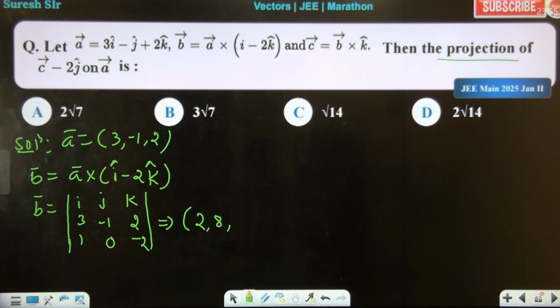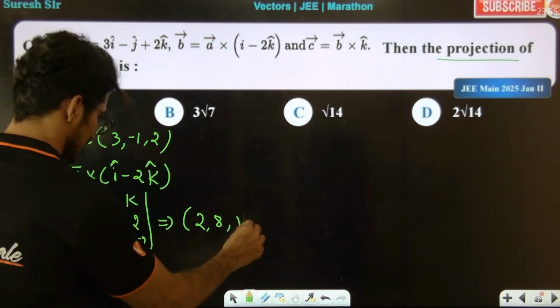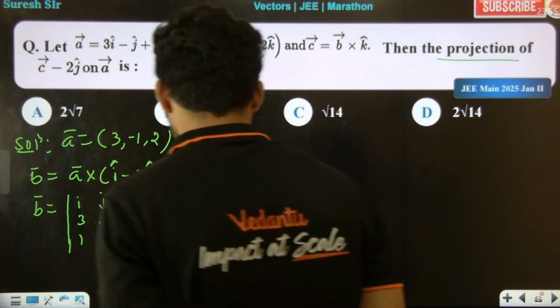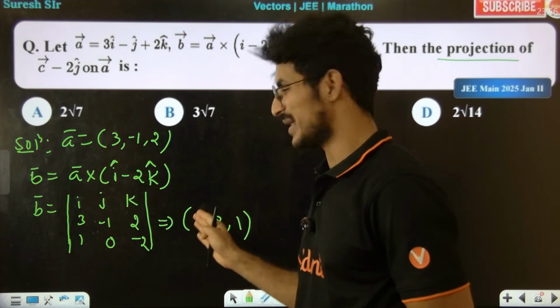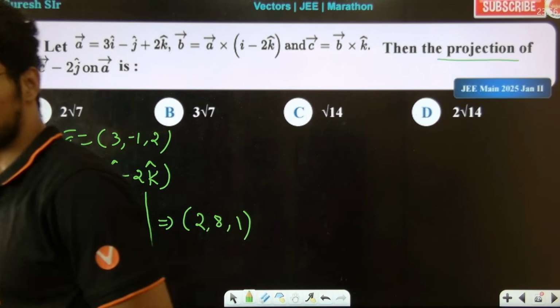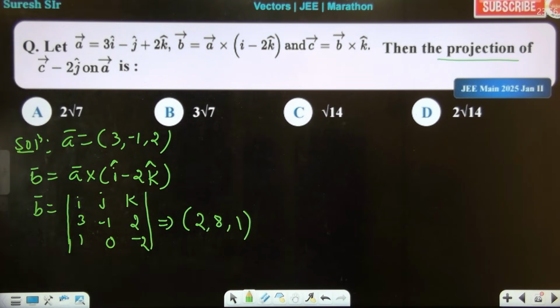Yes or no? Are you getting the point or not? Plus 1, check. 2, 8, 1 we get. 2, 8, 1 means 2 I cap plus 8 j cap plus 1 k cap. Are you all understanding? Yes, sir. Now, this is B vector.